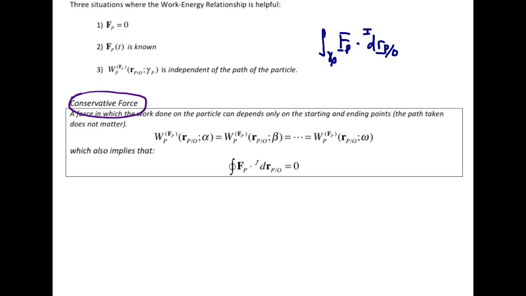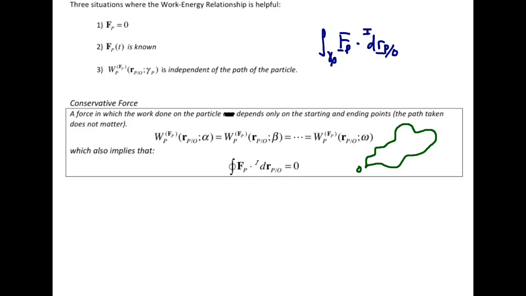Another important part of this is that if our path is closed, so essentially if our path starts at some point O, and we can move along a path, but we end back at the point O, then that means that no work is done on the particle. That's what this integral definition says, a path integral with a closed loop: if you end up back at the same spot, and the force that's doing the work we're considering here is conservative, then the work done on the particle is equal to zero.